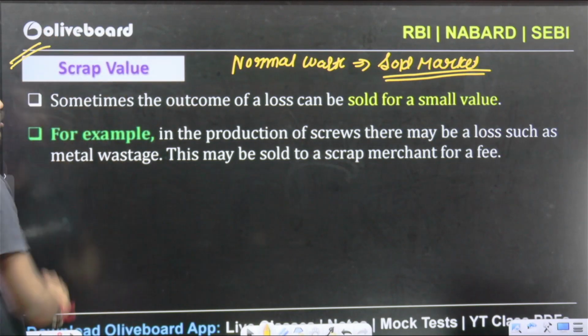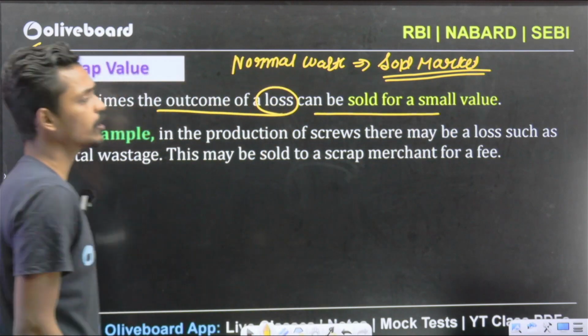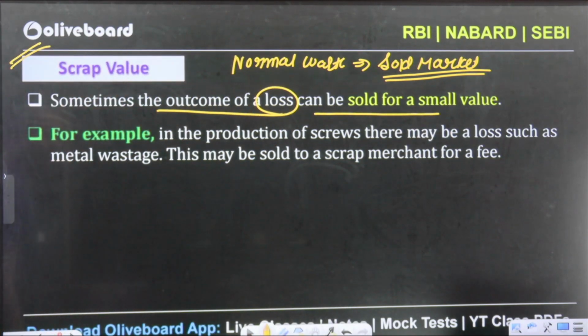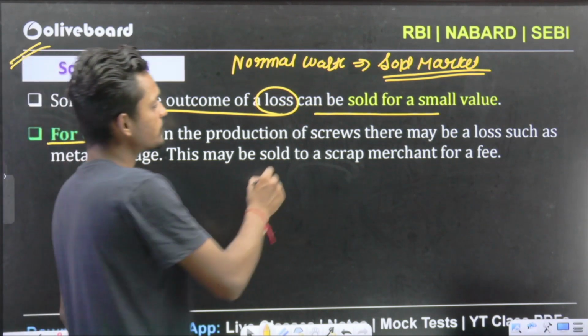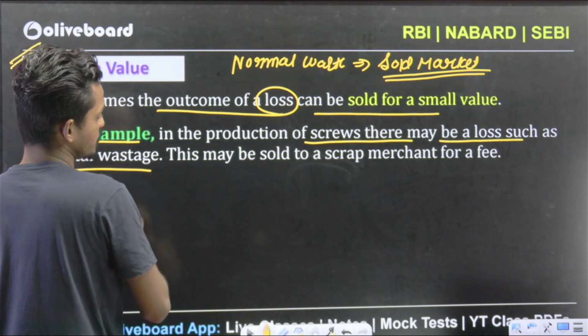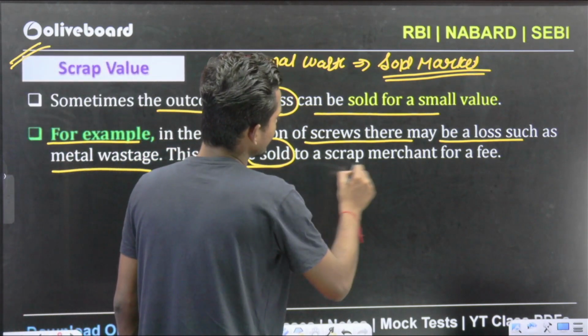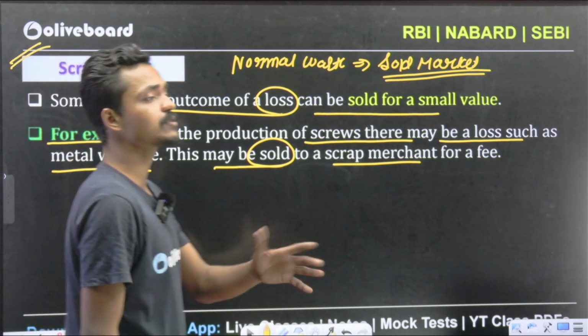So what is scrap value? Sometimes the outcome of normal loss we are able to sell for a very small value. For example, you can take the production of screws. There may be a loss such as metal wastage. Now this metal wastage can be sold to a scrap merchant for a fee. Yes, so this is your scrap value.